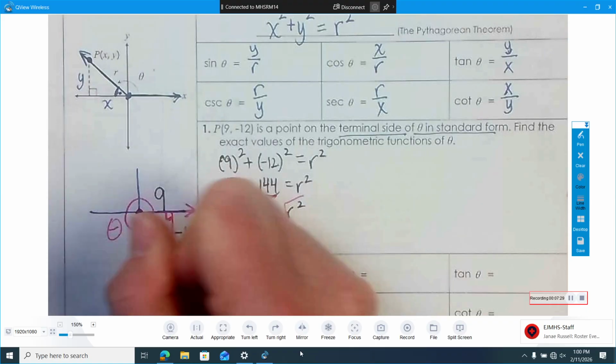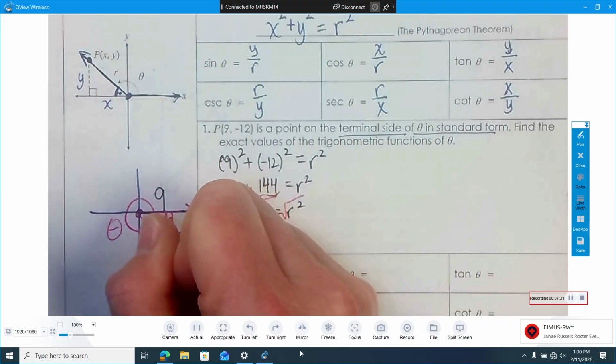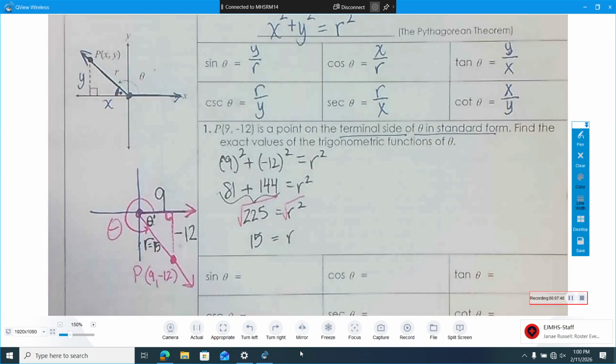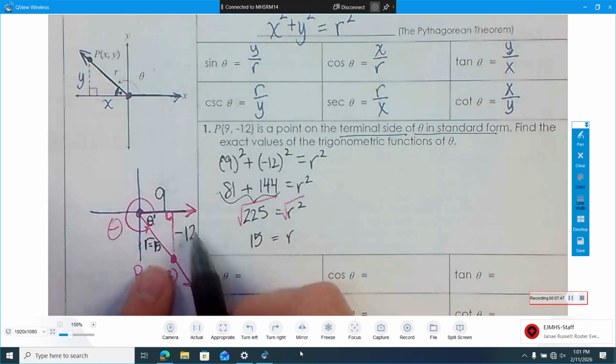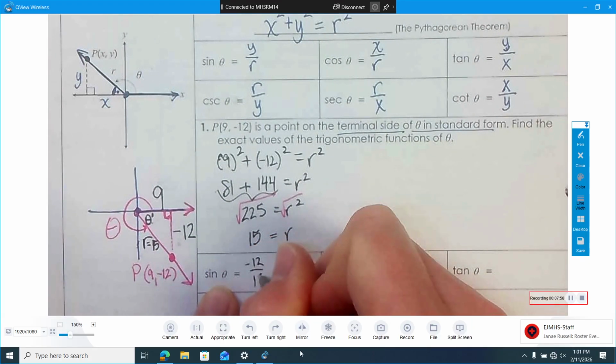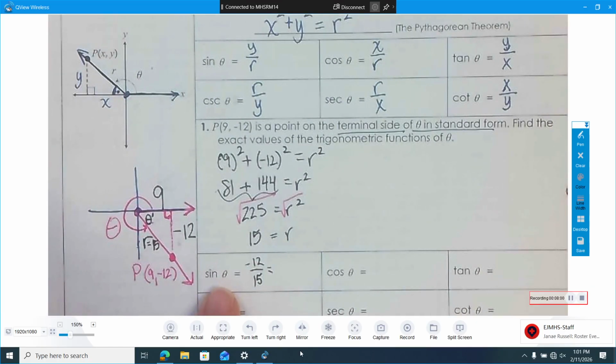Radii are always positive because it is the radius of a circle. But our x and our y are going to be negative or positive according to where they are. Okay. All right, now that we have that, we have our sides labeled. What is the sine looking from my little reference angle right there? Negative 12 over 15.